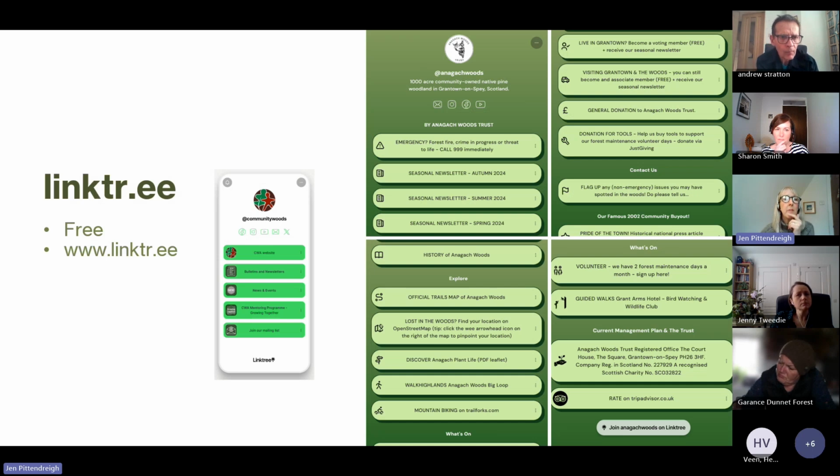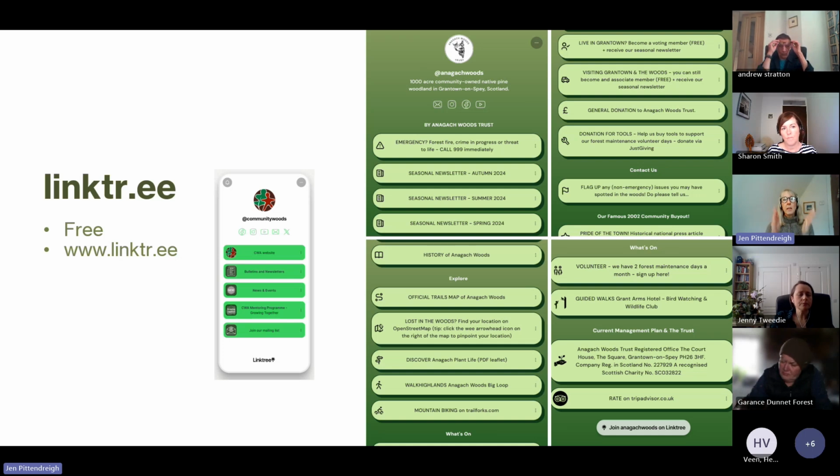What if you don't have a website? Well, at the conference, speaking to Annegach Woods, I thought, great, they currently, Annegach Woods Trust, don't have a website at the moment. And what they use is Linktree, which is something that we use.